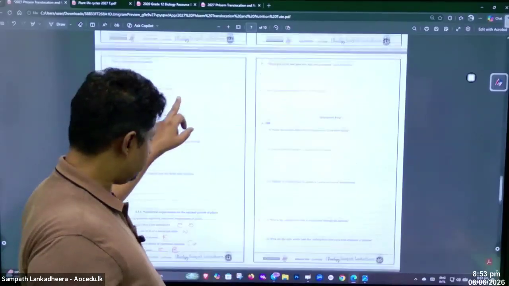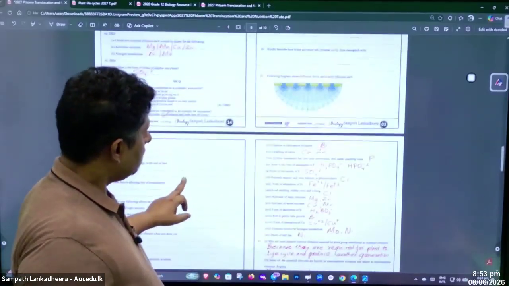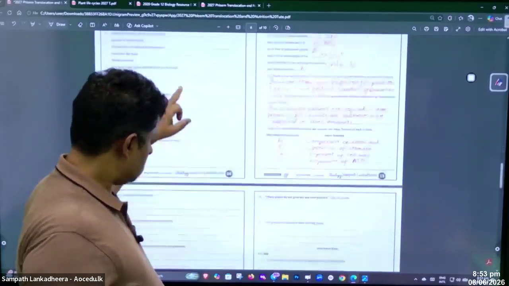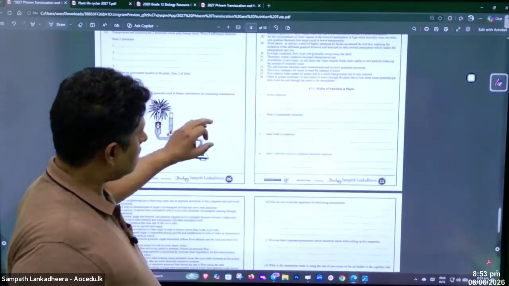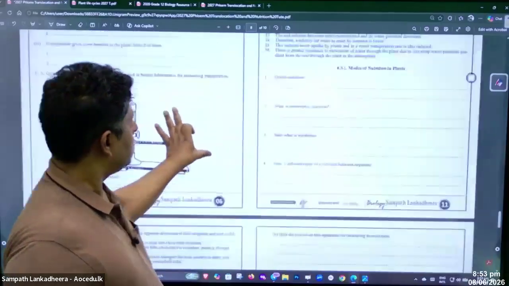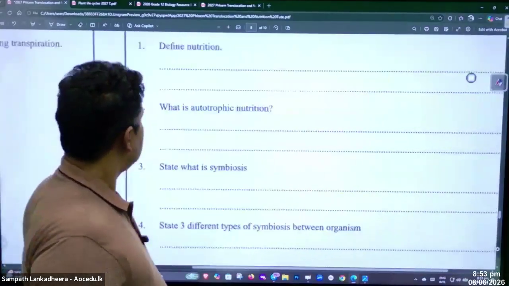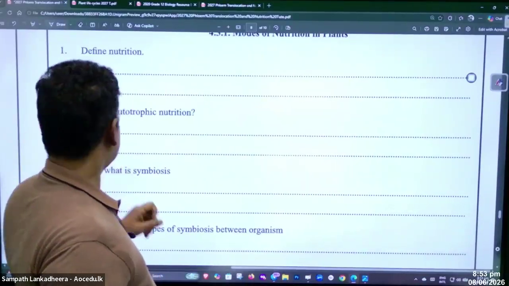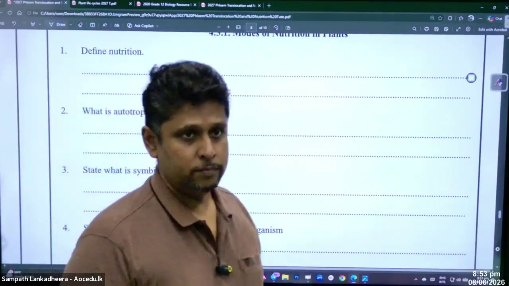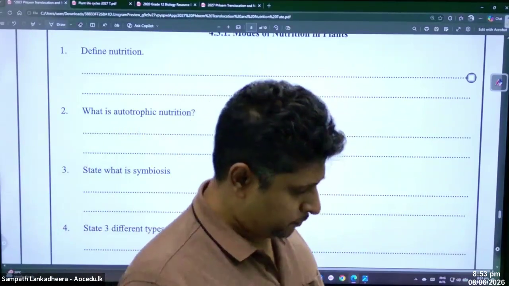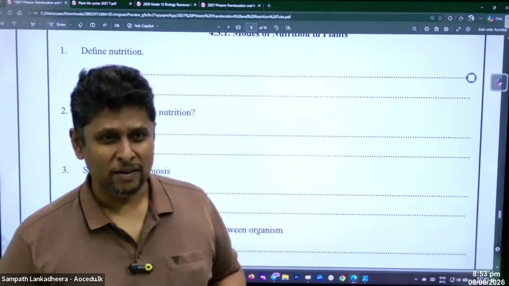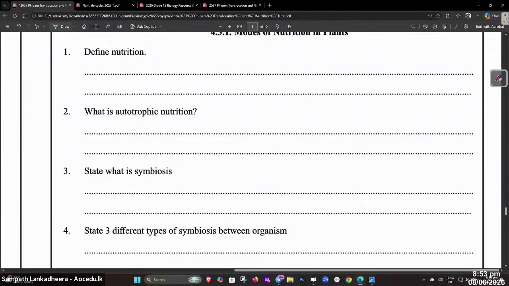Page number 11. All right. So we'll quickly do that. There are few questions remaining. Define nutrition.